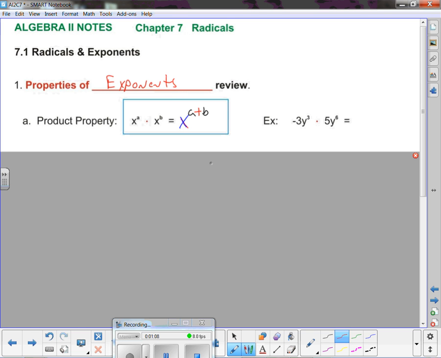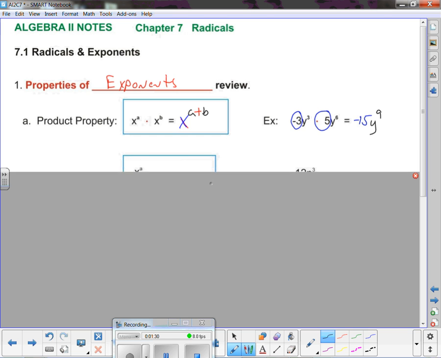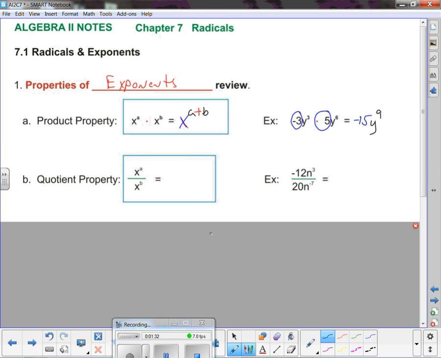So when we do a problem like the example here, you're just going to multiply the coefficients. Negative 3 times 5 is negative 15, right? With the bases, you're going to add the exponents. 3 and 6 is 9, and we get negative 15 to the 9th. So you multiply coefficients, you add the exponents of the bases. Again, it's a shortcut to solving the problem, and that's all that is.